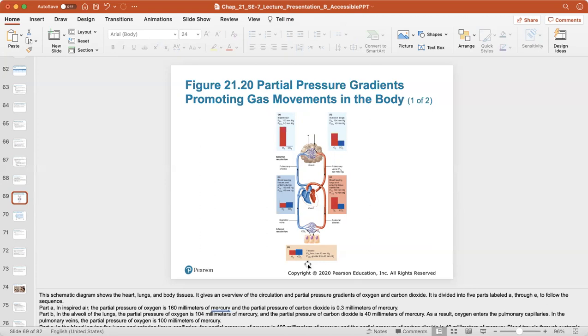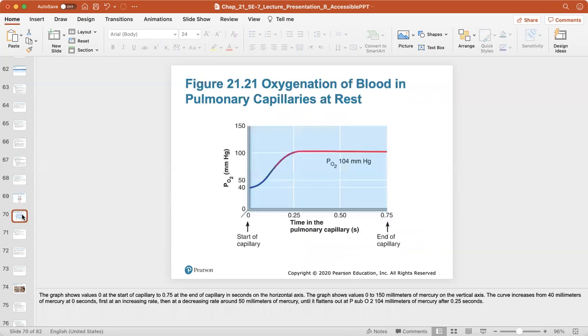movements in the body. In the lungs, for example, oxygen is driven from the air in the lungs into the blood that will take that oxygenated blood to the heart. And carbon dioxide is driven out of the capillaries into the lungs so it can be exhaled from the body. So these partial pressure gradients are important for promoting gas movements in the body.